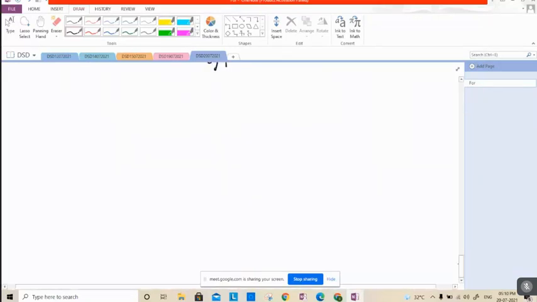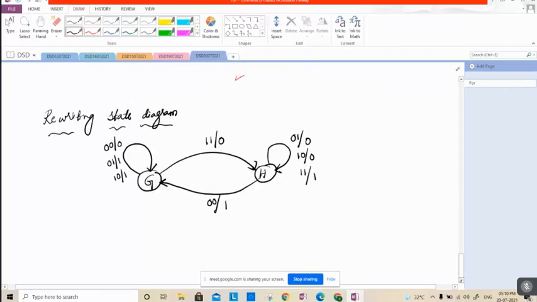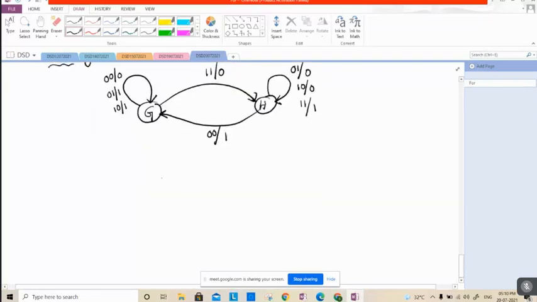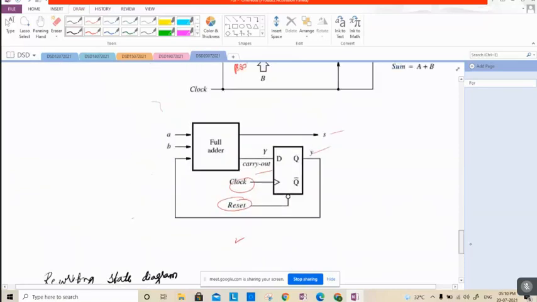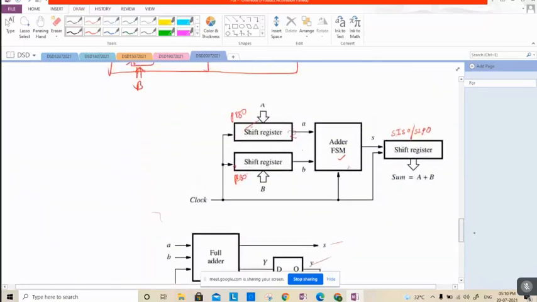Now I'll redraw this particular state diagram. You just observe this. You need not do any changes here. Now let us conclude one thing here.